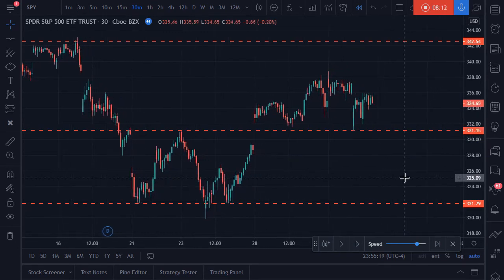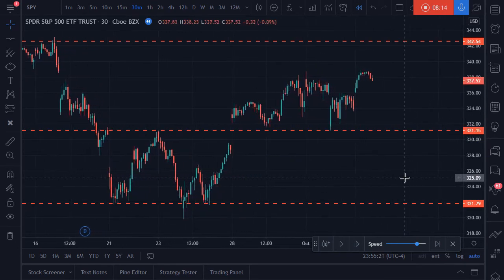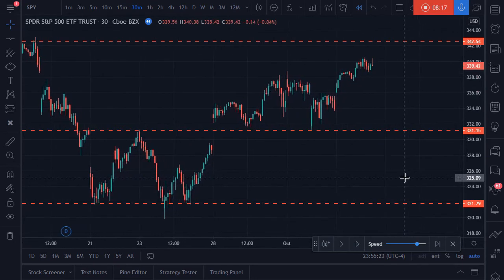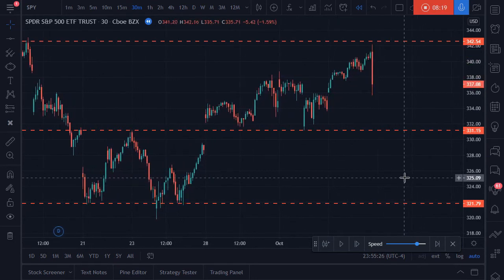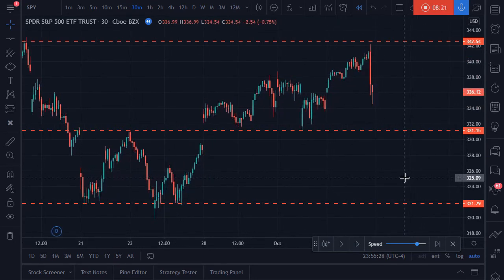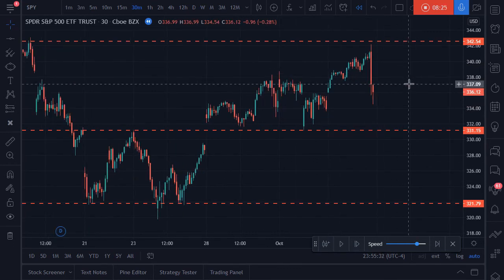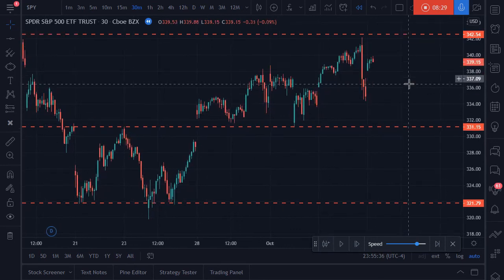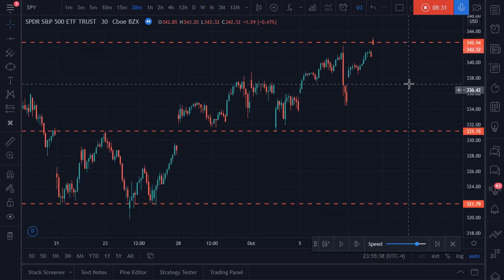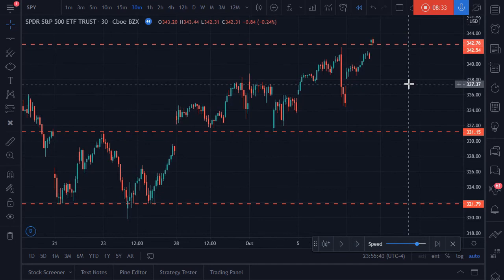So let's see what happens in here in this range. When does it get back up to this level, and what does it do? It definitely wants to get up there. Oh, didn't quite get to it, and we had a fall off. But again, we're still in this channel, we're still in this range. So what's it going to do? Well, we're getting above it here.